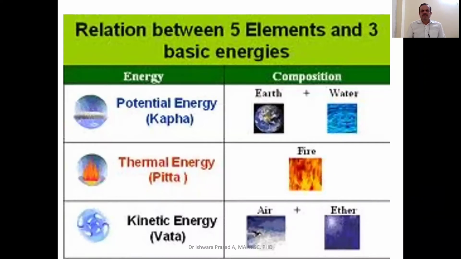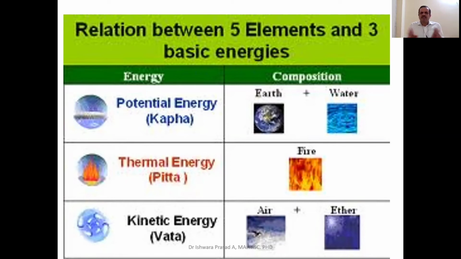It's already mentioned that plants also have Vata, Pitta, and Kapha, and they are also composed of the Panchabhutas. So, the relation between the 5 elements and 3 basic energies. We have the 3 basic energies, that is potential energy, thermal energy, and kinetic energy. Potential energy, of course, may be compared with kapha. It is a combination of earth and water. Thermal energy refers to pitta. It is nothing but fire, Agni Tattva. Potential energy, kapha, is of Prithvi Tattva and Jala Tattva. Then kinetic energy, vata, is of Akasha Tattva and Vayu Tattva. Kinetic energy is air plus ether, thermal energy is fire, potential energy is earth plus water.